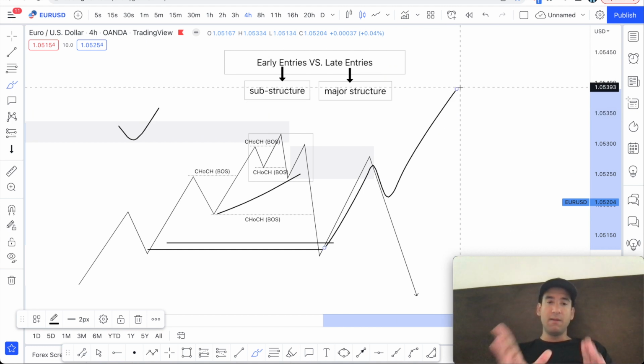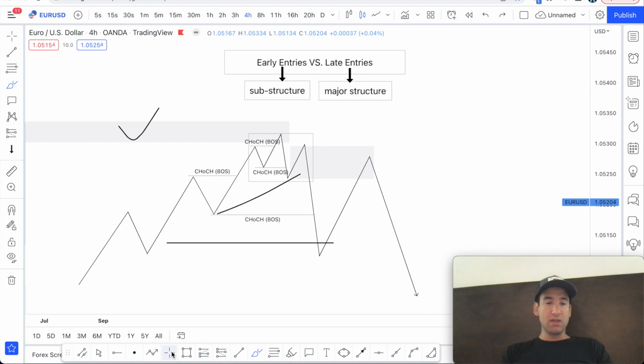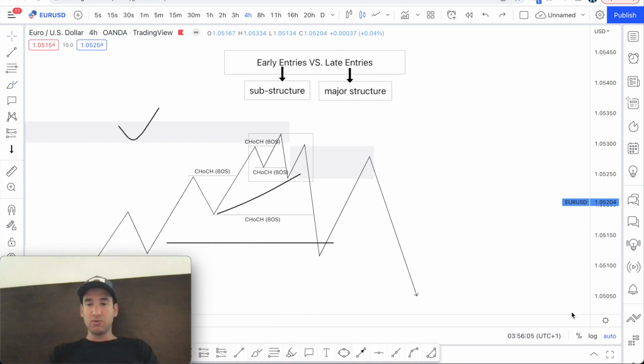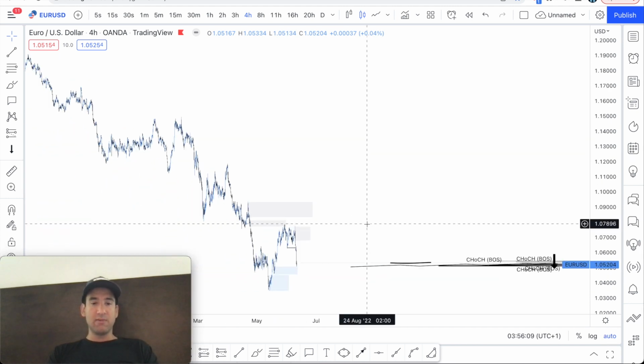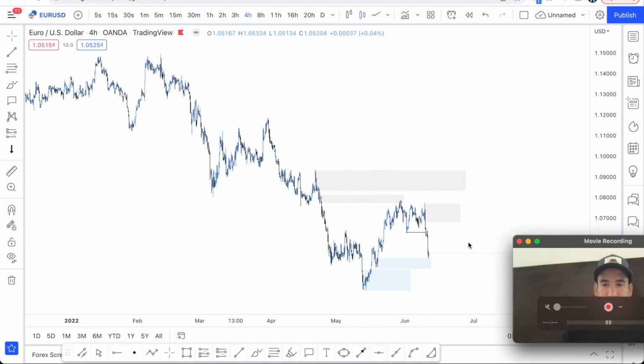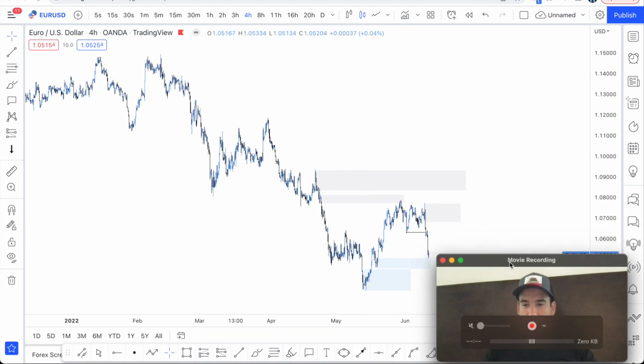All right. So that's what I wanted to show you guys, the difference between major structure and substructure, the early entries and late entries. But what we're going to do now is go to the real-time market right now, and show you guys how it actually looks in real time, okay? So let's look over here. Here we go.